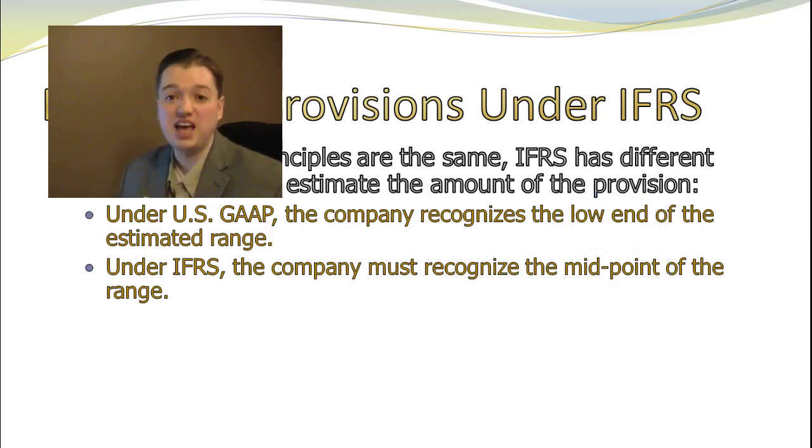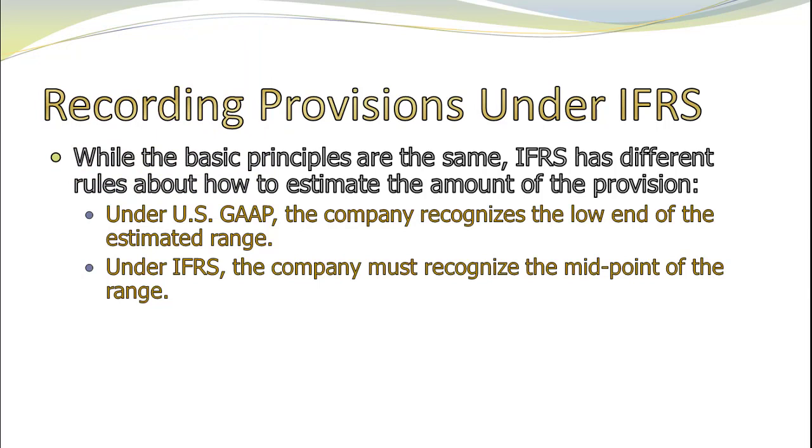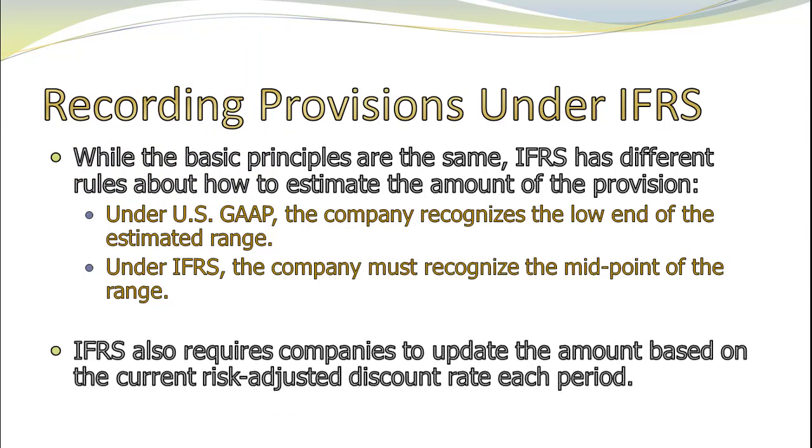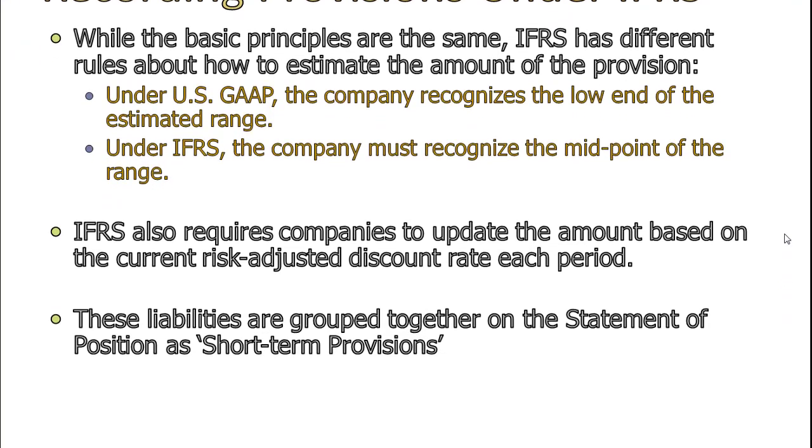Now, if you have a specific guess, you use the specific guess. We're just talking about ranges here, but I still think it's interesting that nobody uses the high end of the range. IFRS also requires that they update the amount of their provisions each period based on risk adjustments. Under US GAAP, we recognize changes because we think we'll have to pay more or less, but not because of a risk adjustment. So that's an IFRS requirement. Finally, these provisions get grouped together, usually in one line item, called short-term provisions, on the statement of position or the balance sheet under IFRS.